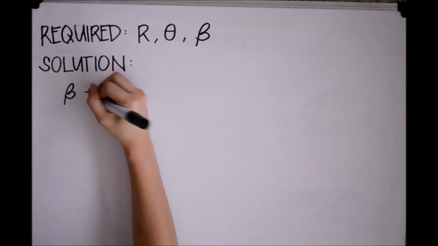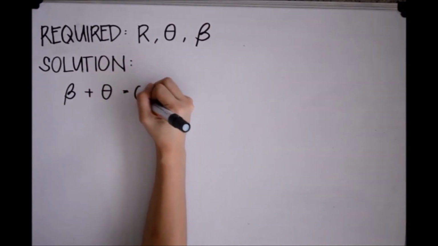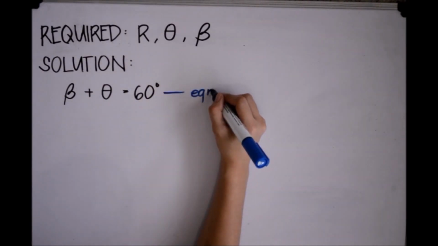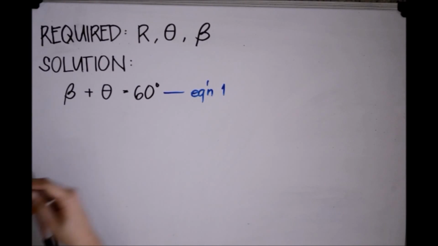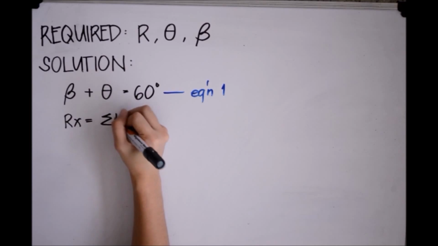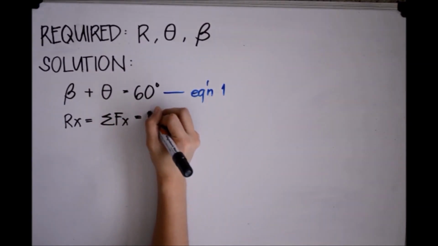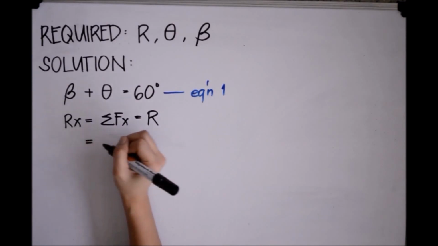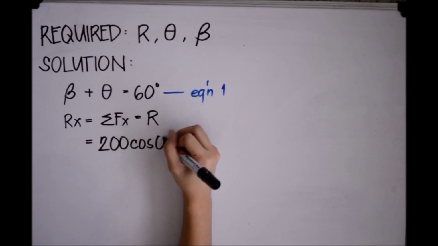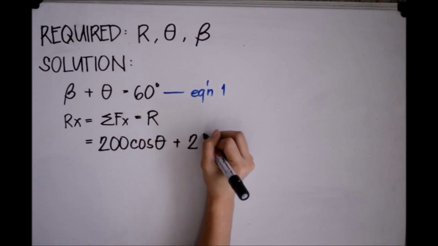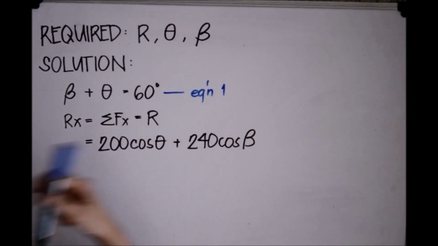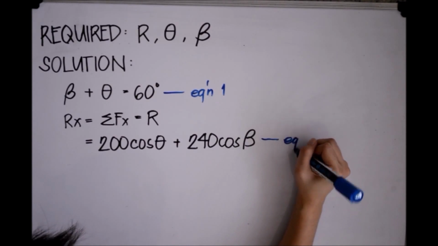For the solution, we have beta plus theta is equal to 60 degrees. And that's our equation number 1. Then we have Rx is equal to summation of Fx is equal to R. We have 200 cosine theta plus 240 cosine beta. This is our equation number 2.